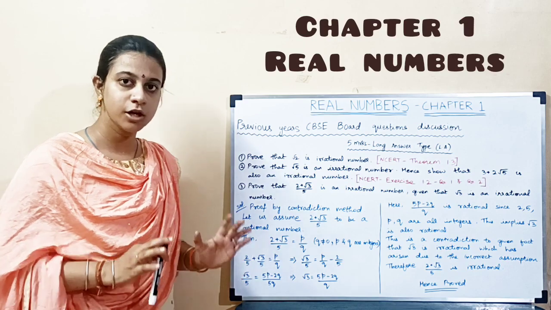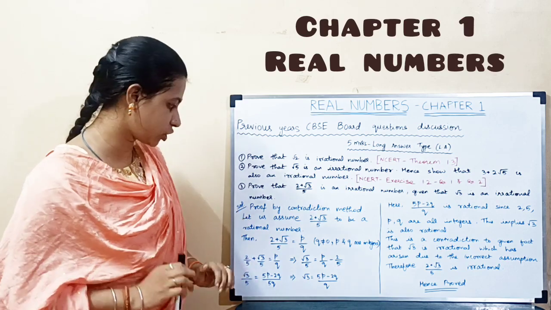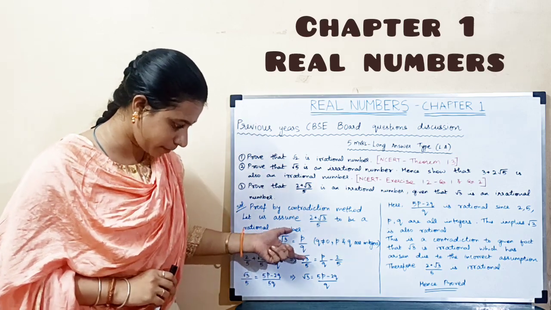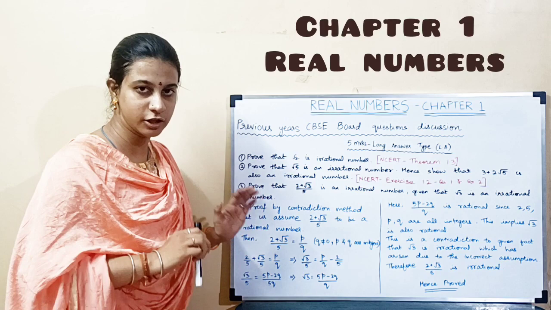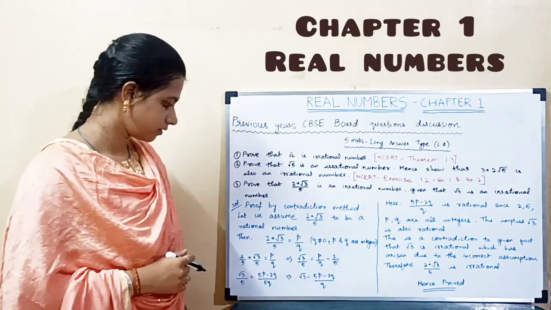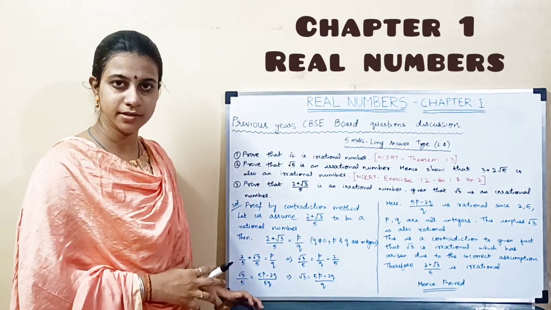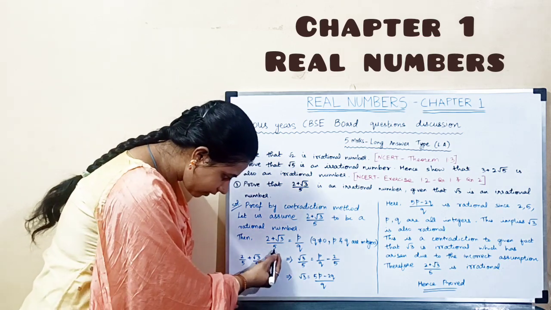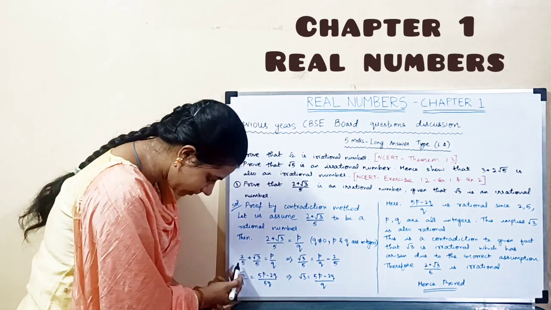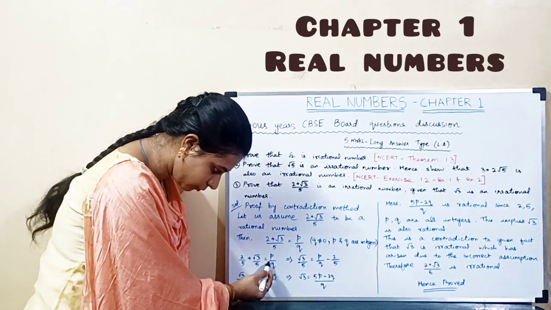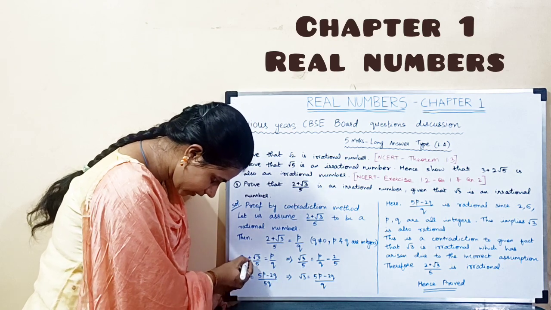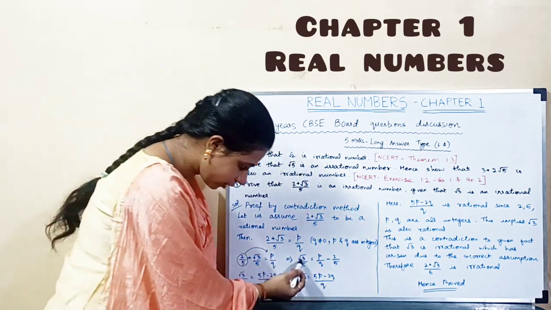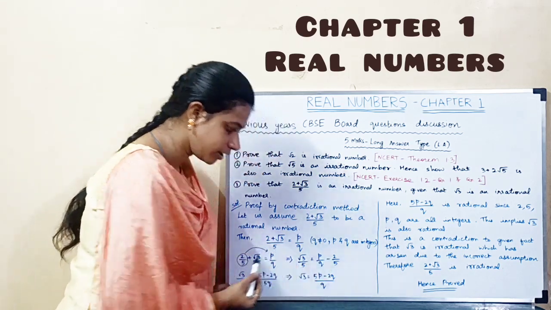Let us assume 2 plus root 3 by 5 is rational. When we assume this is a rational number, then it can be represented in the form of p by q, where p and q are integers and q not equal to 0. So now we are going to perform some basic steps to isolate root 3 on one side. First we will take the denominator common for both, like 2 by 5 plus root 3 by 5 equal to p by q, and then we will take this number to the other side of the equation, like root 3 by 5 equal to p by q minus 2 by 5.